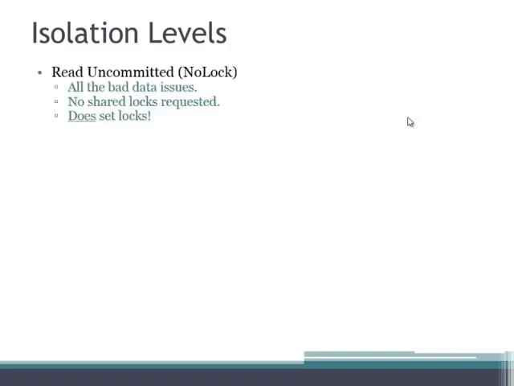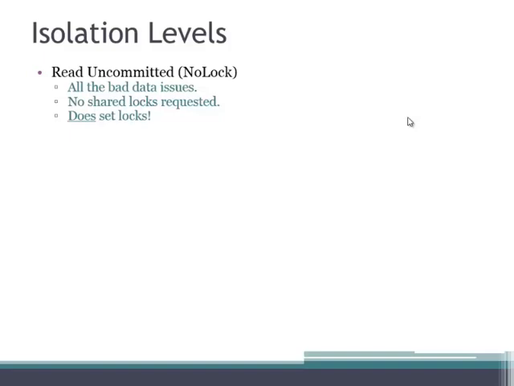The first isolation level that we're going to talk about is read uncommitted. Now, you may have heard of no-lock. No-lock is a query hint that you can add to a query, and essentially what it does is it enables the read uncommitted isolation level for the data access for your query. Now, read uncommitted allows all of the bad data issues. Not only does it allow you to have phantom reads and non-repeatable reads, but it also allows you to get dirty reads. Now, you may ask, how is this possible?